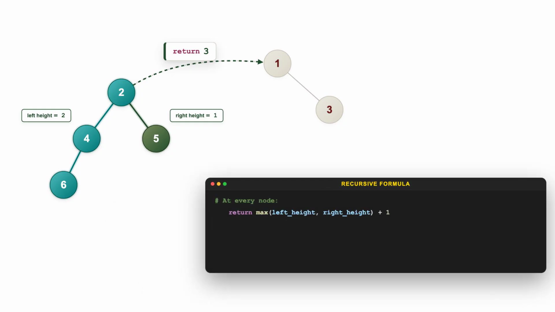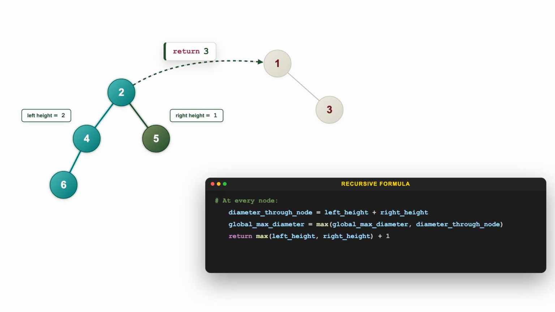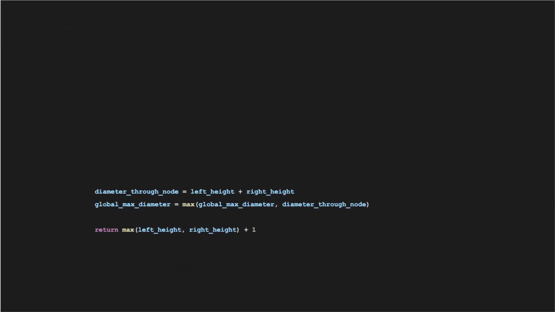Let's discuss the recursive formula. At every node, we compute the best path passing through the node by combining the left and right subtree heights. Then we update a global maximum that tracks the best diameter seen anywhere in the tree. After that, we return the maximum of left and right heights plus 1, since upward recursion can only carry one branch. Let's now review how this recursive formula maps directly into our code.